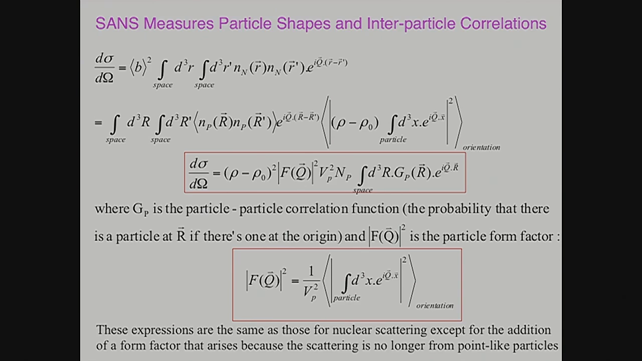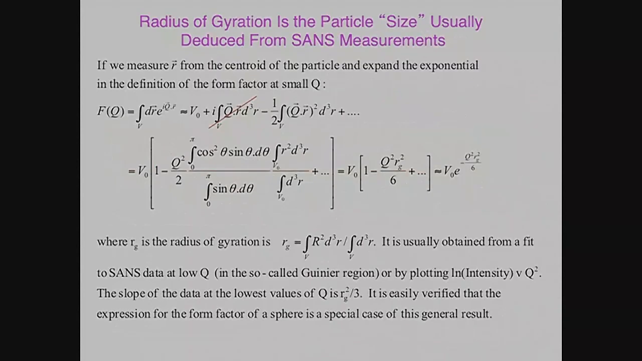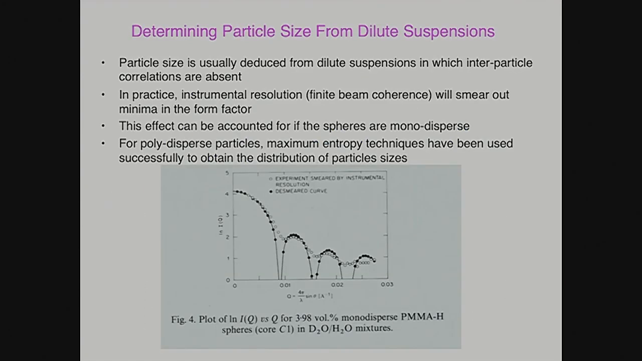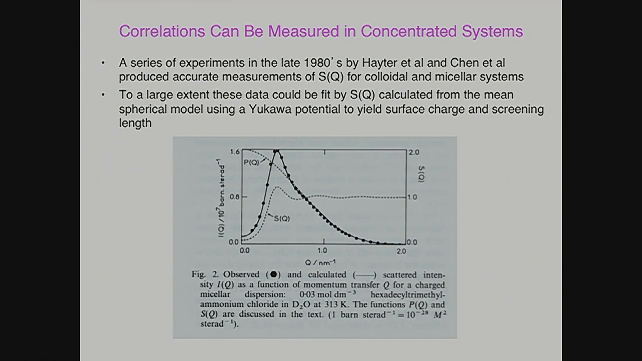I can measure the shape of the particle. And now if I measure a concentrated dispersion, I'll measure the product of the form factor of the particle times this correlation function. And here's what you see. S of Q, remember I told you that was the Fourier transform of the static pair distribution function. So that measures the correlations between the particles, and then this is the particle form factor, which was the thing we were talking about just immediately before.